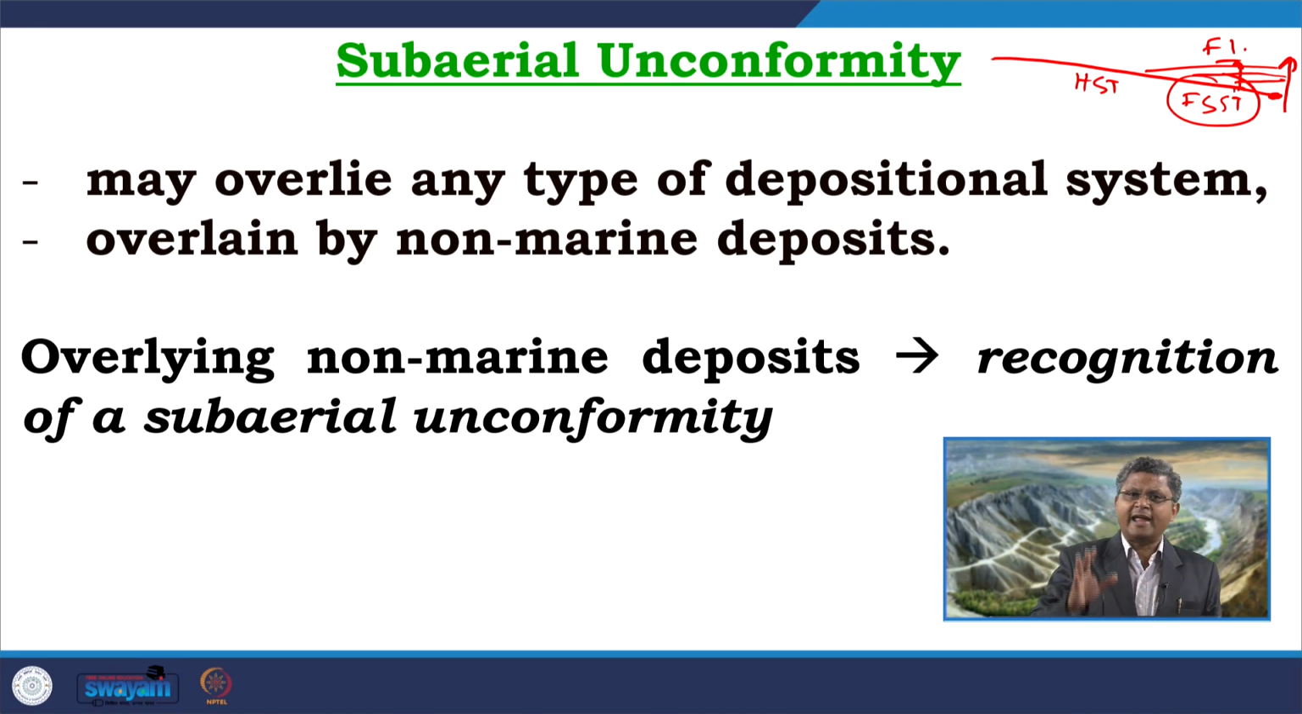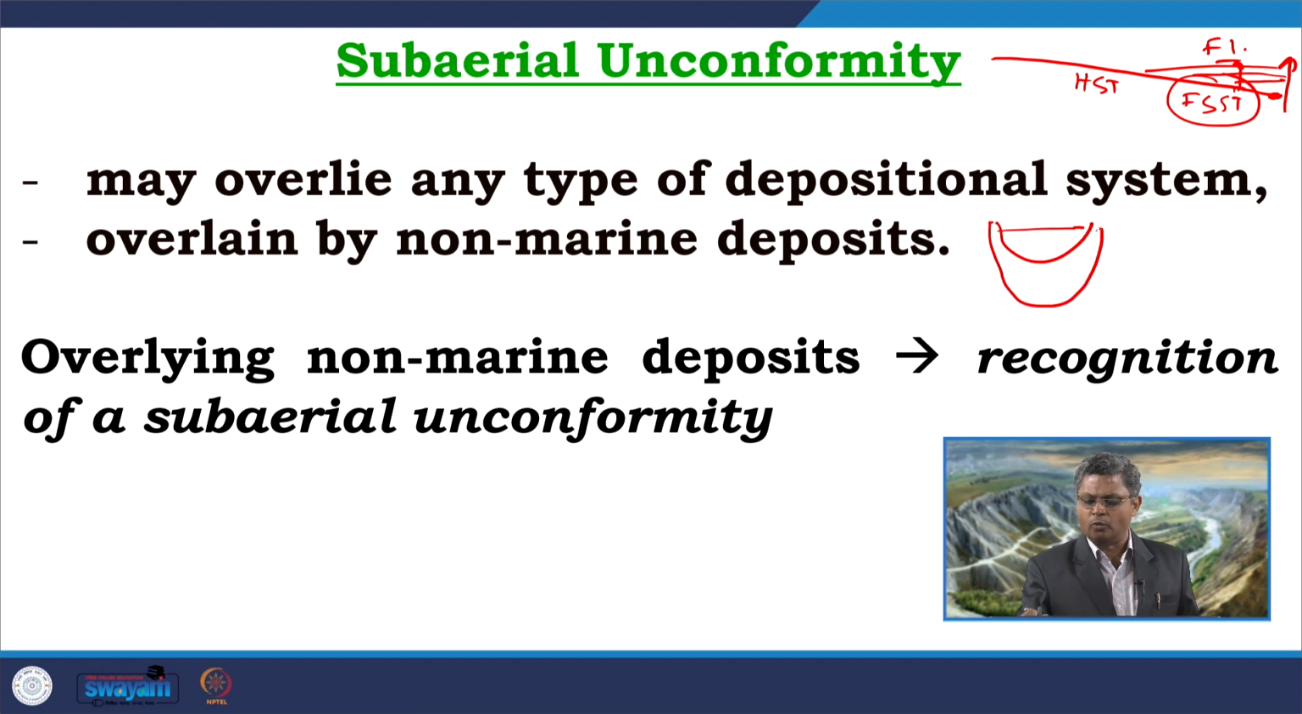So, overlying non-marine deposits are one of the characteristic features for recognition of a subaerial unconformity, because when this base level fall is going on, the channels are incising. Initially the channel was here, the water level was here, now the channel is going down and the water level is coming down to here. Then the channel is further cutting down and it is coming over here. So, the new water level is here. So, this surface is the erosional surface, and this surface is forming during the base level fall, during the forced regression. Now, this surface is the unconformity.